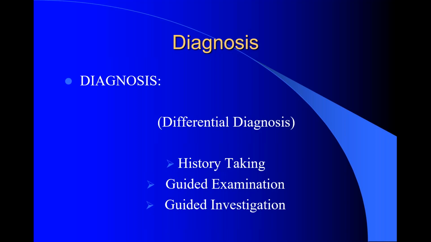Suppose this thyroid gland is normal. There is no suspicion of thyroid abnormality. You will not give much importance to the palpation of nodule of thyroid. So you have to focus on the examination according to a provisional diagnosis. That is guided examination. That means history, provisional diagnosis, or differential diagnosis will guide you where you have to give emphasis.